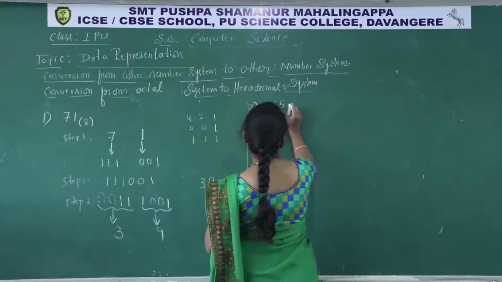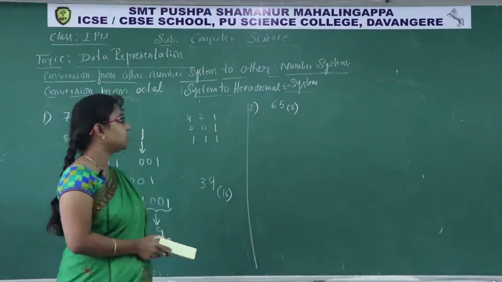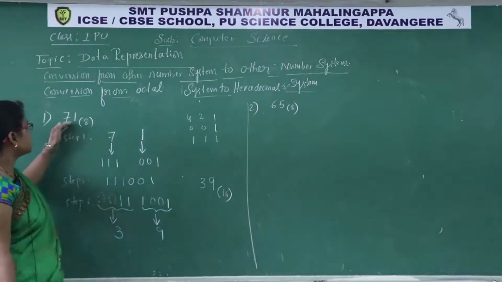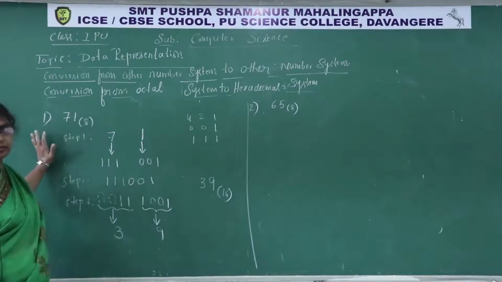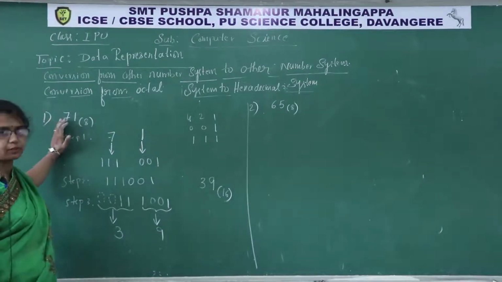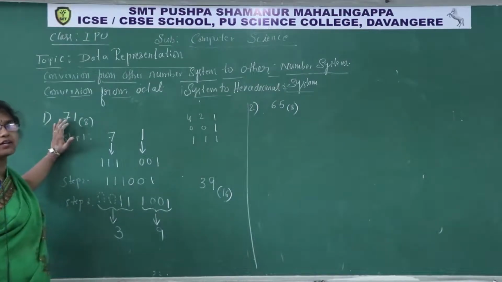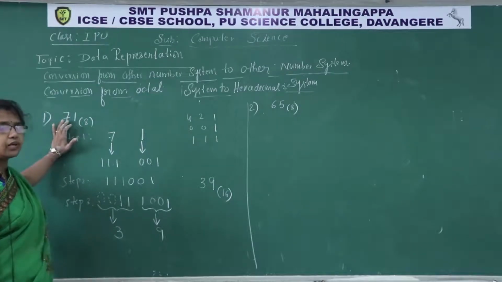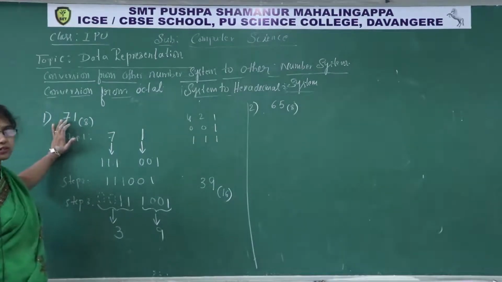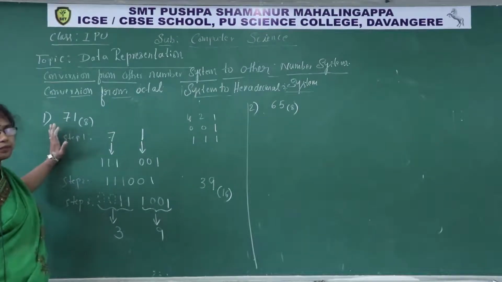(65) base 8. See, you have to observe the question. In this question, the values are up to 7. It should not exceed 7. In that manner, they have given the question, because the octal number system means it contains only 8 different digits. So you have to start from 0 to 7. You can take any number in this set from 0 to 7. Apart from that, you should not take the numbers 8 and 9 in an octal number.